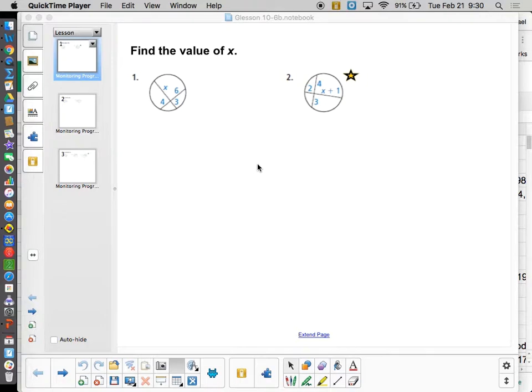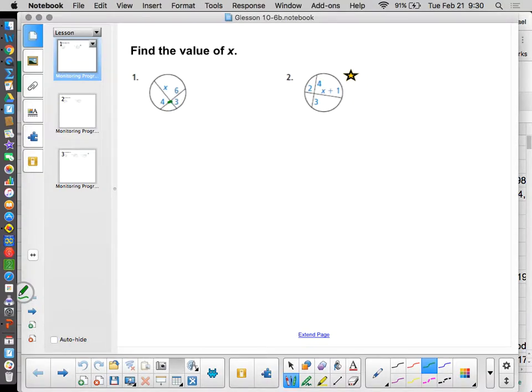So again, just kind of reviewing, we always go from the point of intersection to the point on the circle. We set this up, two segments in the same line, always go together on the same side of the equation. So in number one here, our point of intersection is clearly right there.